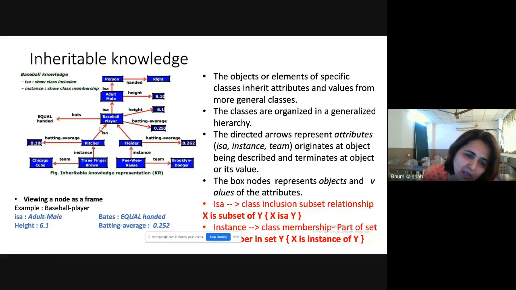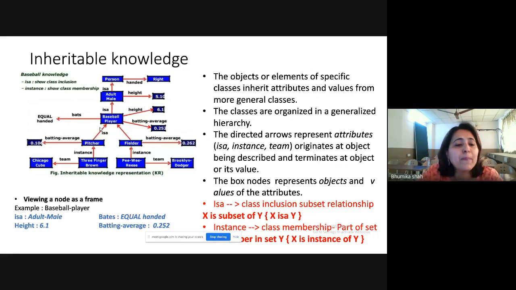Once again, let us discuss. Baseball player is the class over here, which has two subclasses, the child classes pitcher and fielder. All the properties baseball player has are going to be inherited by the child classes. So height and batting average should be inherited by the two child classes, pitcher and fielder. But as we discussed in the last lecture, it is not compulsory for a child class to always inherit values. It may inherit certain values and it may have its own values also.